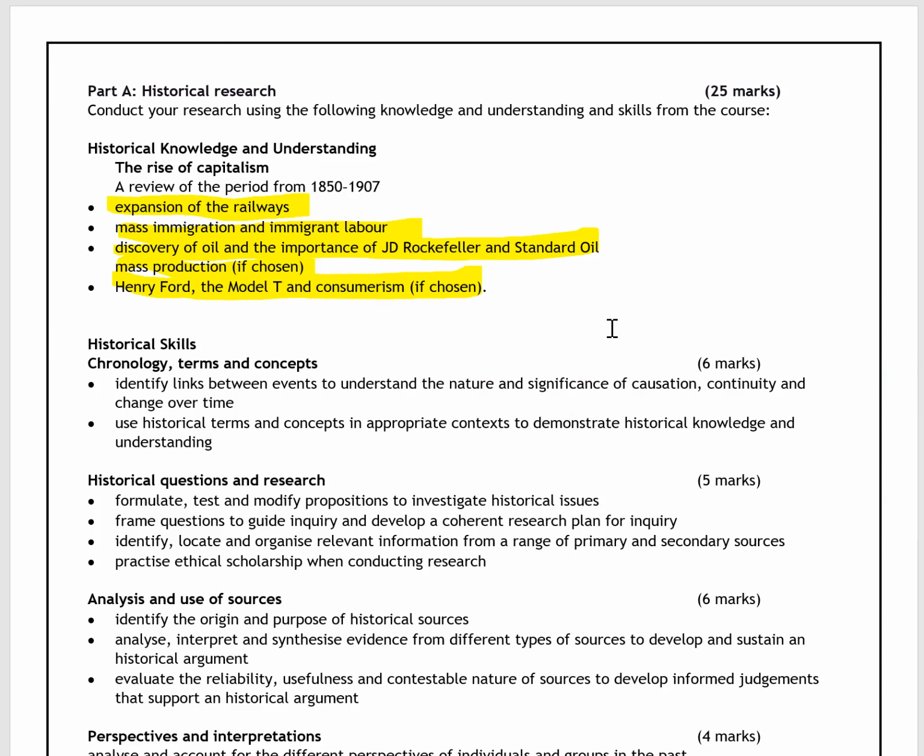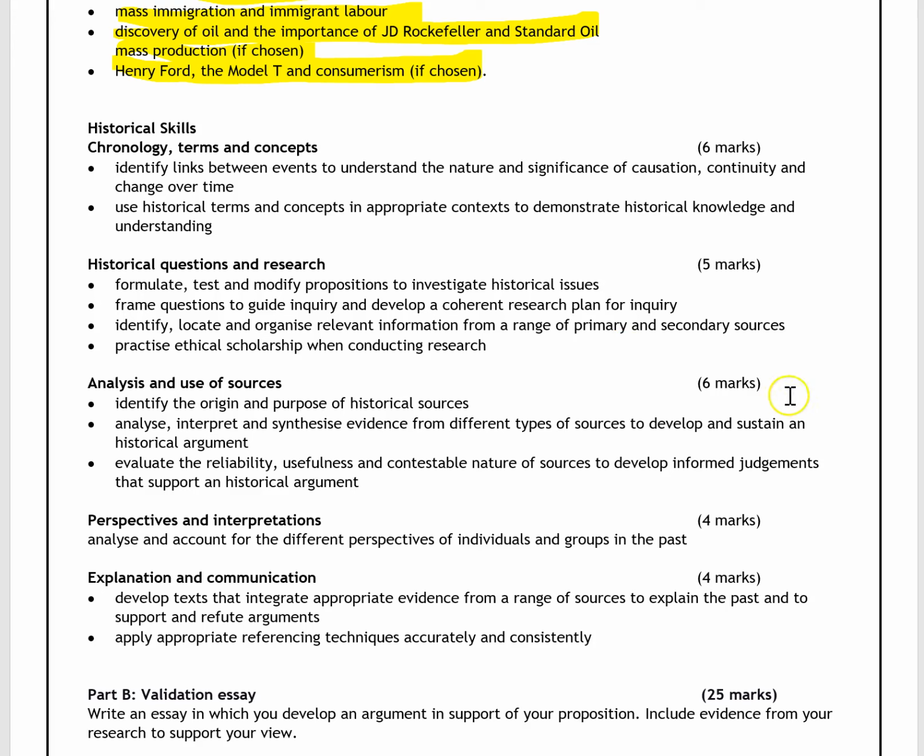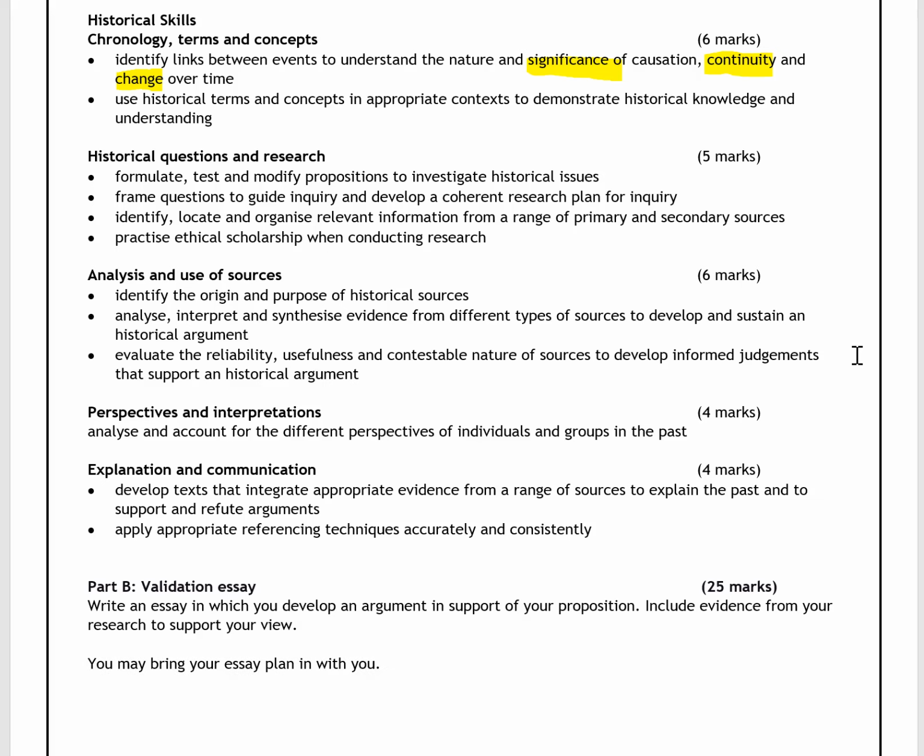Looking at a few keywords here in the skills, you want significance, absolutely. You want to look at what has continued, so like I said, a lot of these families are still around today. What's changed? That's short term and long term. We're looking at 5 marks: formulate, test and modify propositions. You don't tend to modify a lot, actually, but you definitely will have a proposition or an argument that you'll test. Framing questions to guide inquiry.